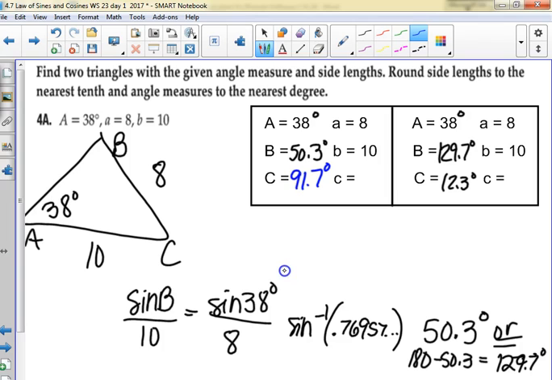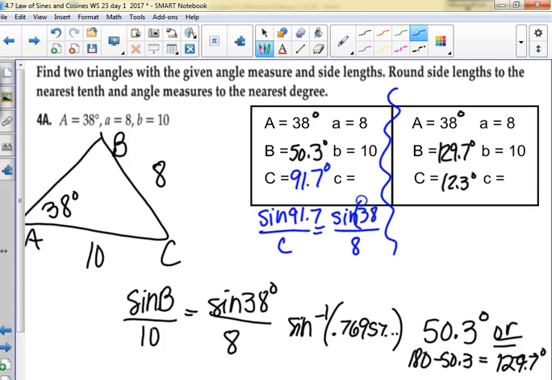Now what do we have to do? We have to find side C separately for each attempted triangle. We can't eliminate either one. So over here, the sine of 91.7 is across from C, in the same way the sine of 38 is across from 8. I would use the 38 and the 8 because those were both given. And over here, the sine of 12.3 degrees is across from side C in the same way the sine of 38 is across from 8.